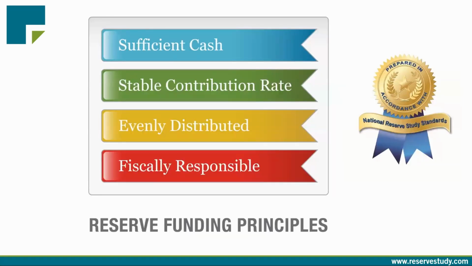National Reserve Study standards guide us down this path, clearly stating the 4 funding principles to follow in creating a reserve funding plan. As you can see, we're supposed to create a plan with sufficient cash to do all the required projects on time, budget stability from year to year so your owners have an accurate expectation for what it costs to live in and own in the association, an equitable distribution over the owners over the years, so everyone's paying their fair share, and fundamentally a plan that is fiscally responsible.